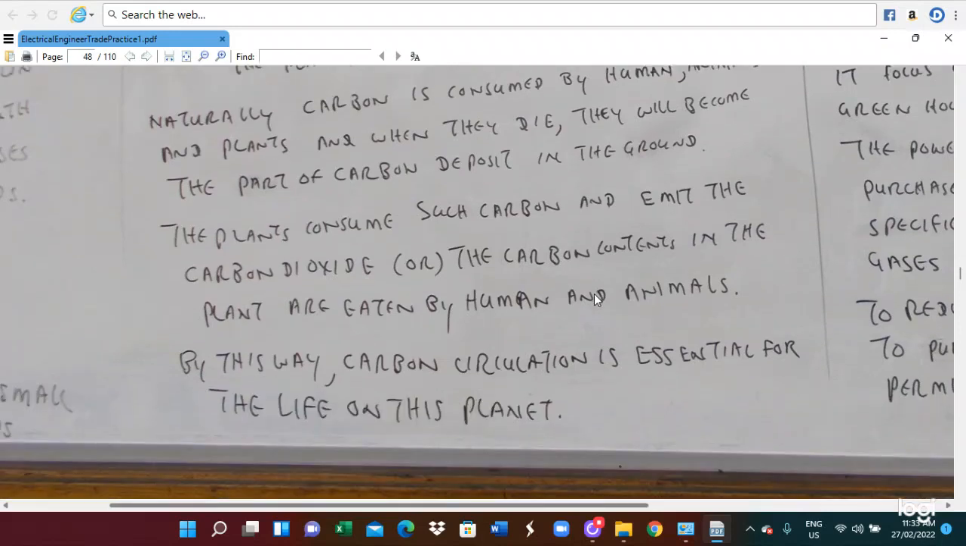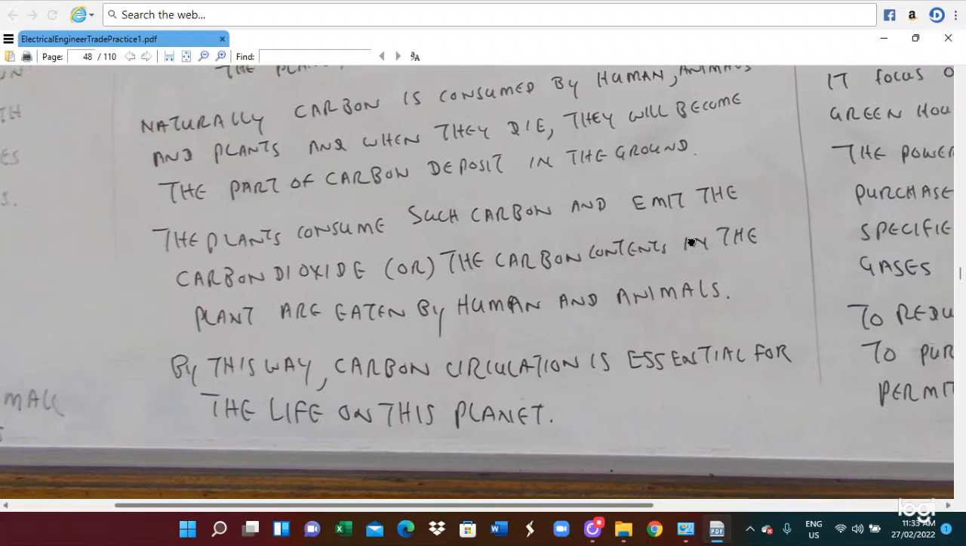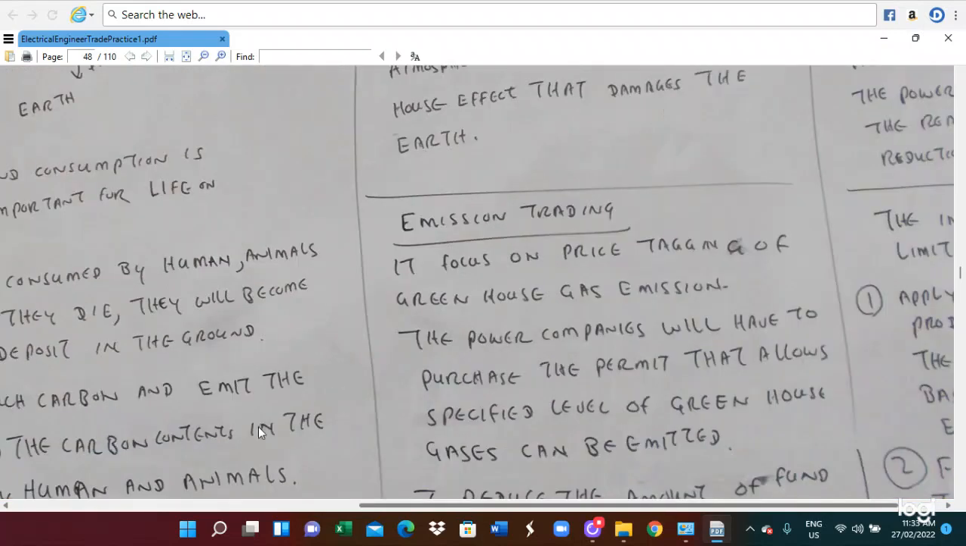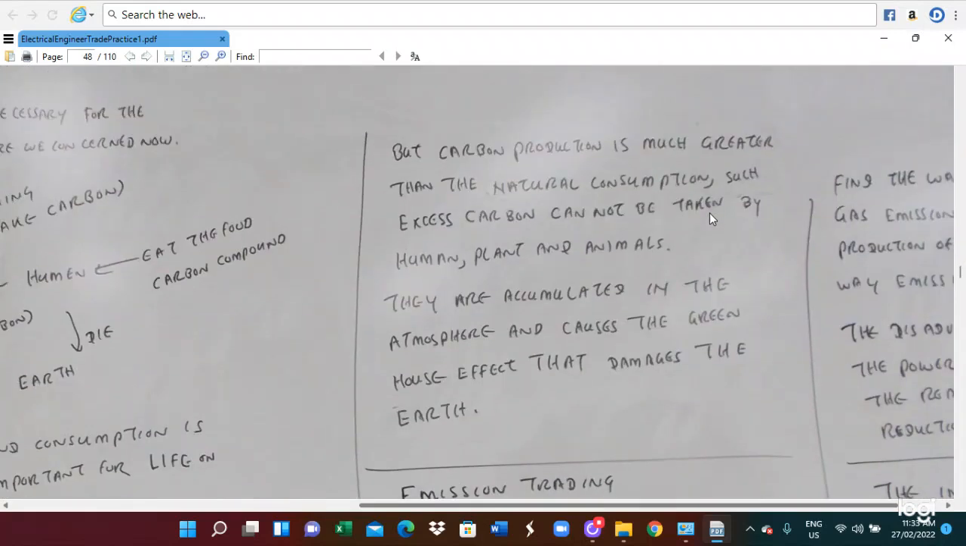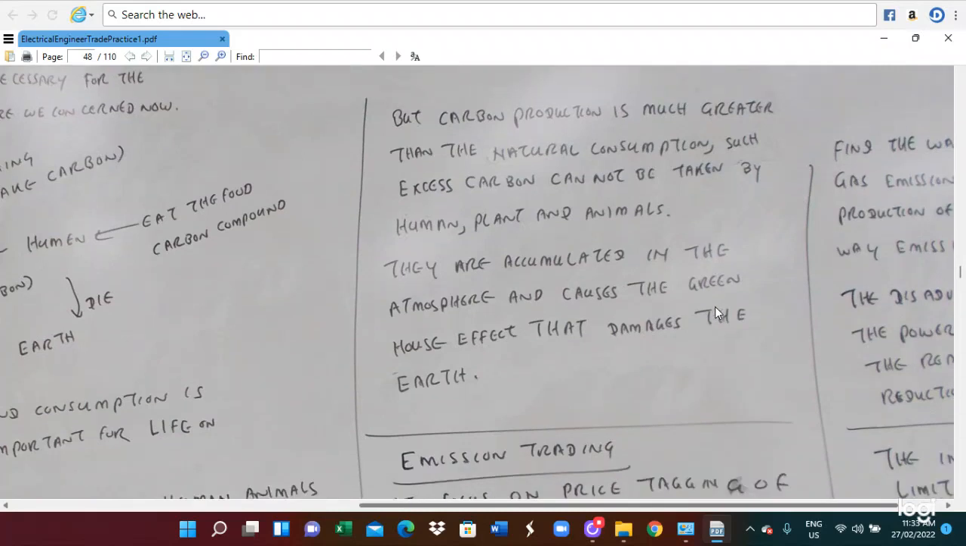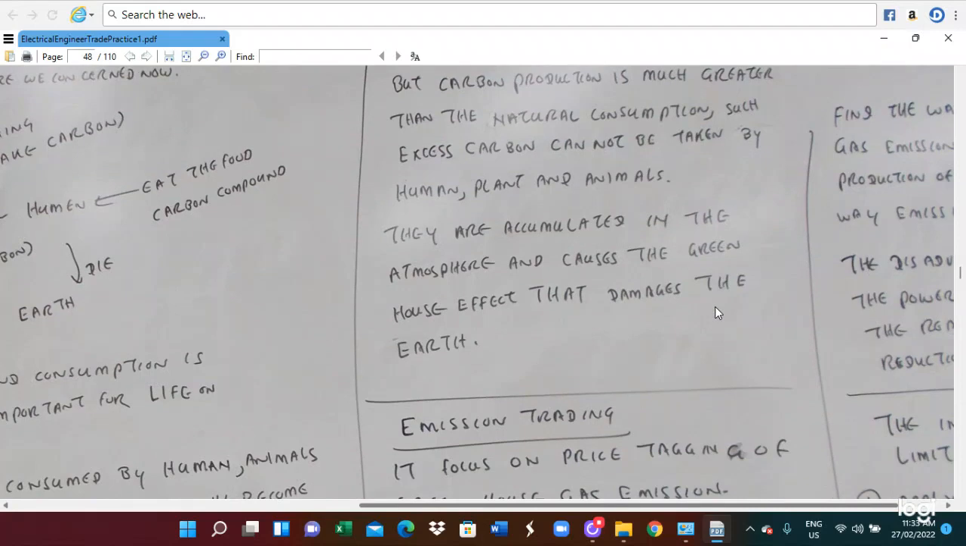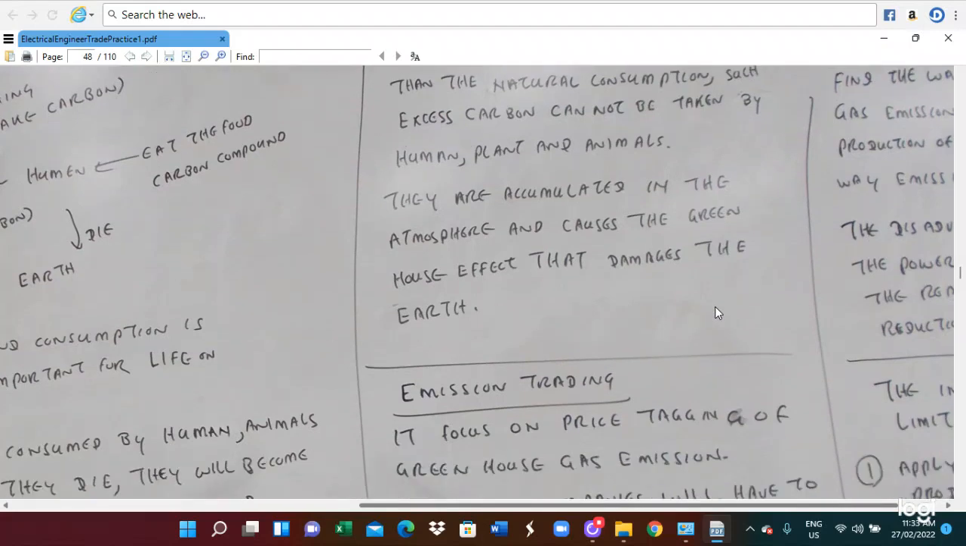The plants consume the carbon and emit oxygen, and the carbon contents in the plants are then eaten by humans and animals. In this way, carbon utilization is essential for life on the planet. But carbon production is much greater than natural consumption. Such excess carbon cannot be taken by humans, plants and animals. It accumulates in the atmosphere and causes a greenhouse effect that damages the earth.